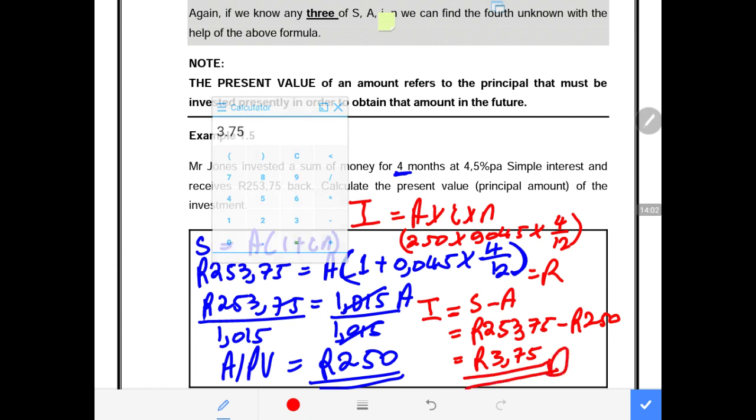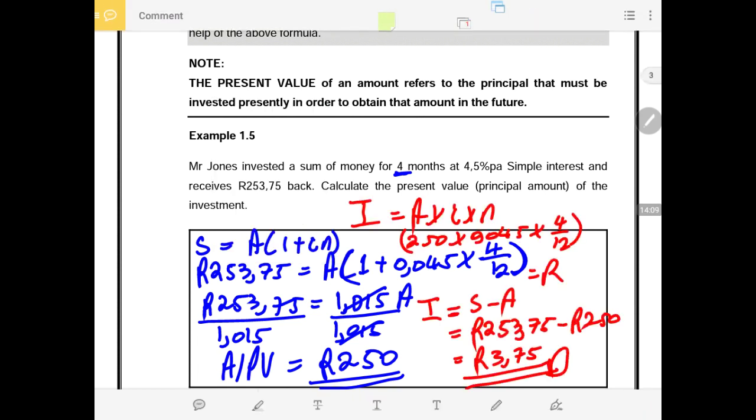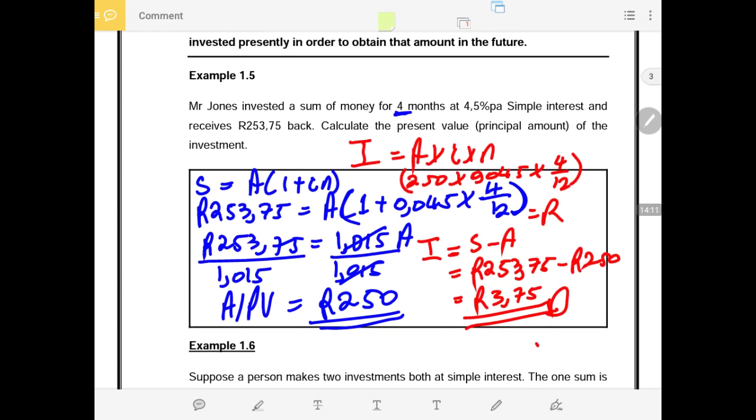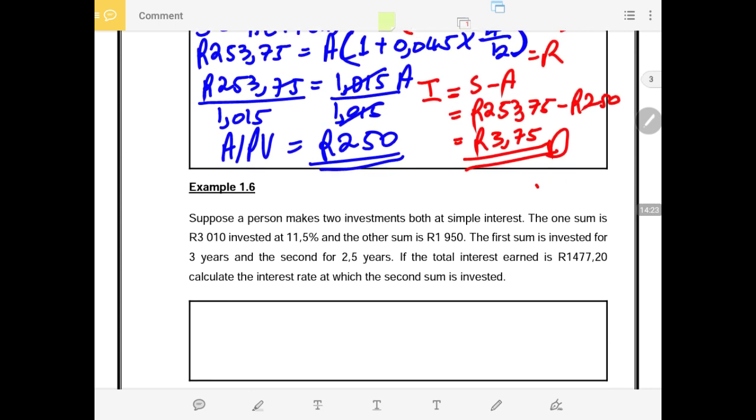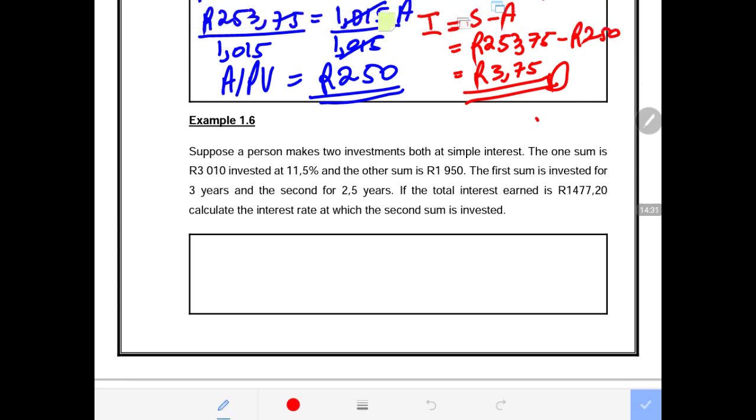So either way, depending on the information that is provided to you, you will always get to the same accurate or correct answers. That was example 1.5: calculating the present value given the sum accumulated, given n and given the interest per annum, where n has to be converted to be per annum, or in the same time frame as the interest.